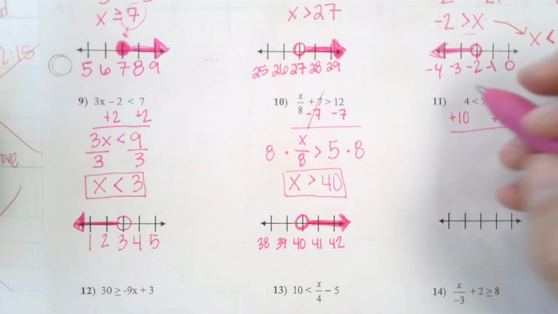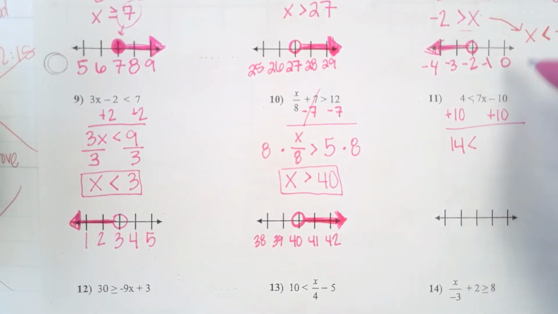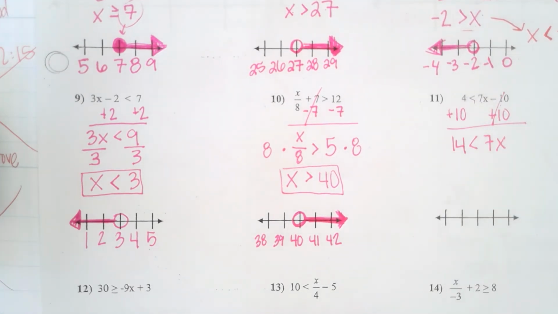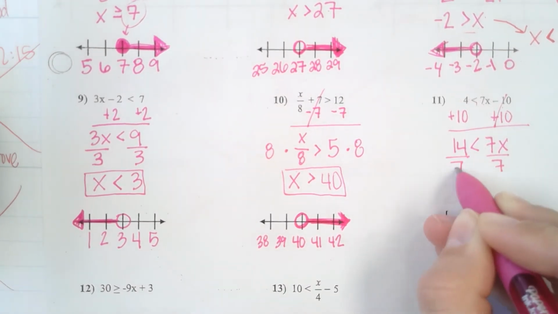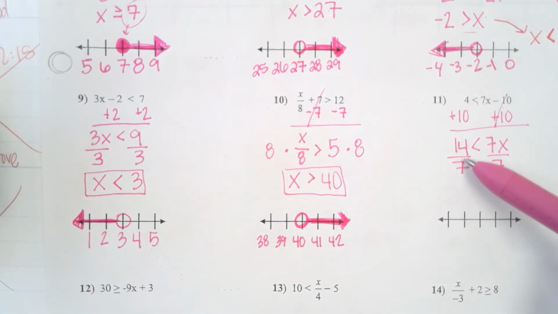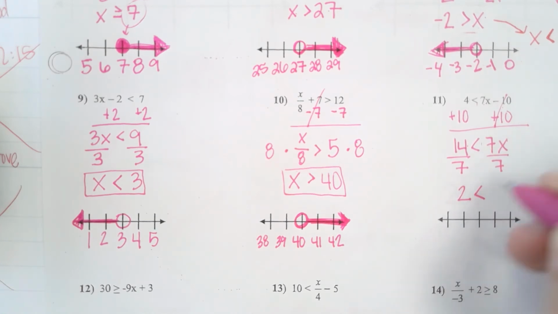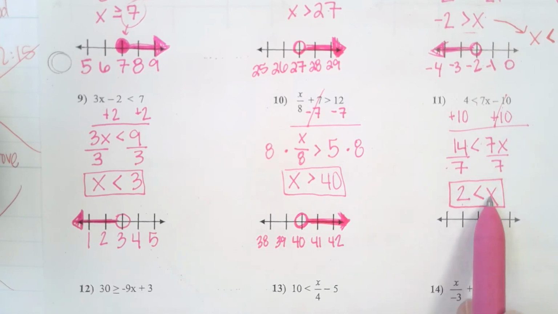4 plus 10 is 14. Drop down that inequality sign. And then your minus 10 plus 10 will cancel, so we are left with 7x on the right. And then my last step to get x by itself, I need to move the 7 over to the other side. So right now, since they're multiplying, the opposite of multiplying is dividing. So 14 divided by 7 is 2. I'm going to keep my same inequality sign because I did not divide by a negative. And then I'm left with x over here. So my answer is 2 less than x.